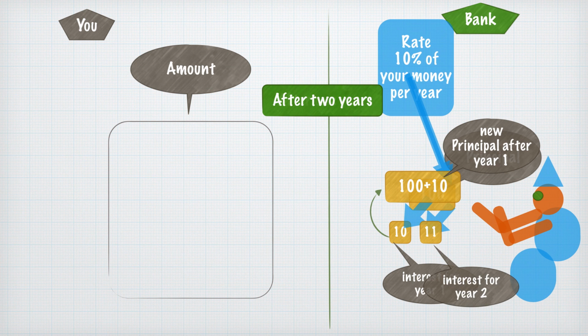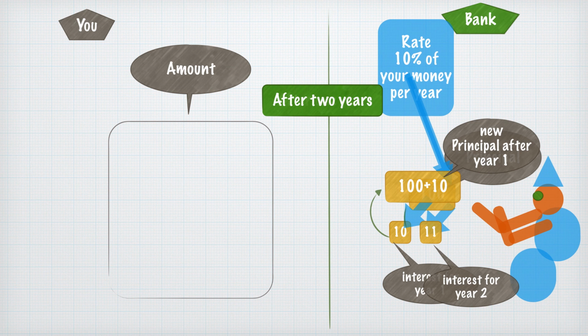So for the first year, the interest generated was 10, and for the second year, the interest generated is 11, right? So I hope you see the difference. In the case of simple interest, even after the second year, the interest was still 10 because the principal was still the same, or the base was still the same as the previous year.